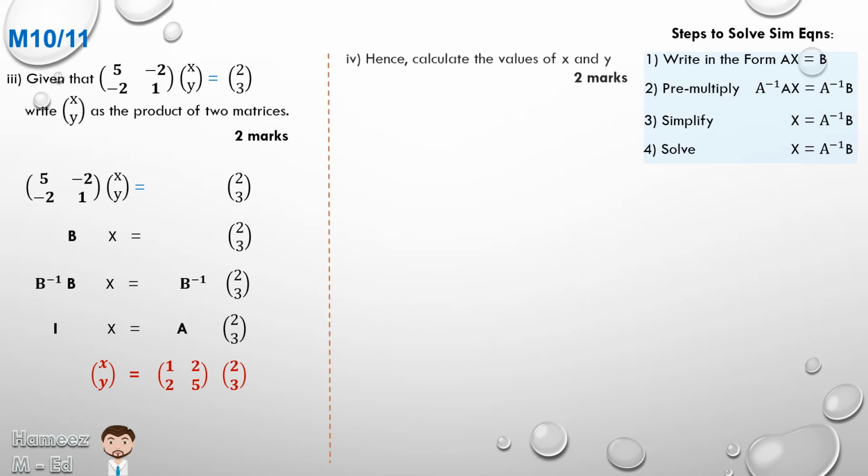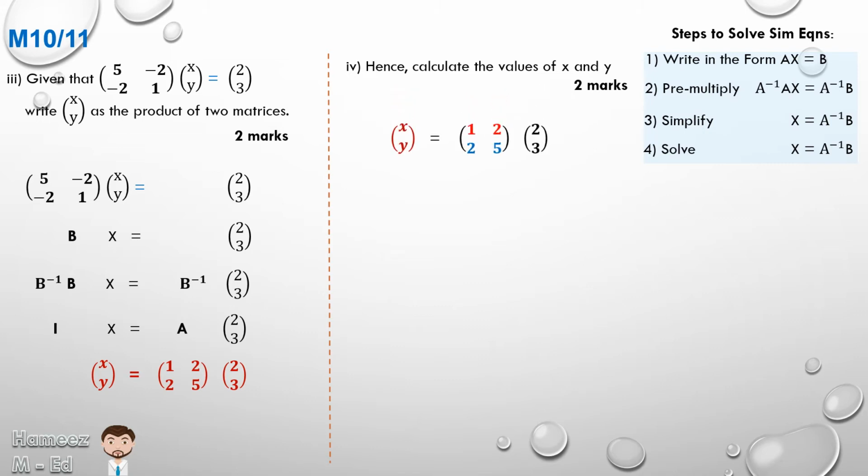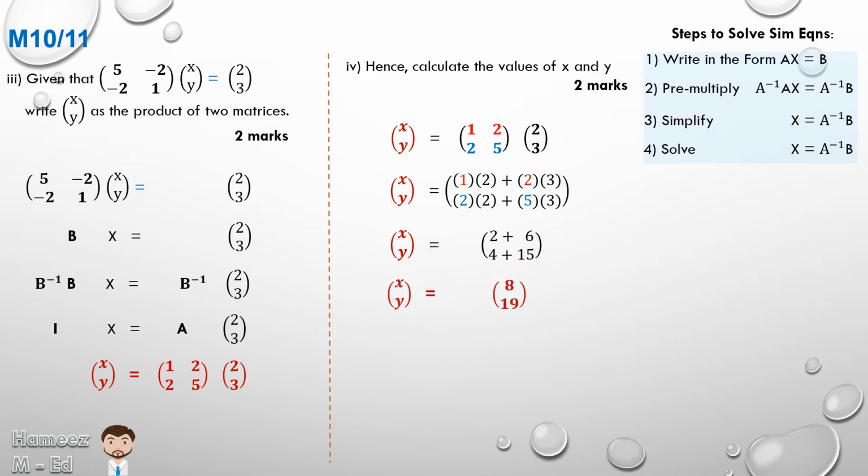So in part 4, hence, if you reach this point, calculate the values of X and Y. So XY is equal to 1, 2, 2, 5 by 2, 3. And it's the same format. I've put the first matrix with red rows and blue rows multiplying by the column. So the red row by the column will give us 1 by 2 plus 2 by 3. And the blue row by the column will be 2 by 2 plus 5 by 3. And we can simplify. 1 2 is 2 plus 2 3s are 6. 2 2s are 4 plus 5 3s are 15. And finally, XY is equal to 2 and 6 is 8. 4 and 15 is 19.